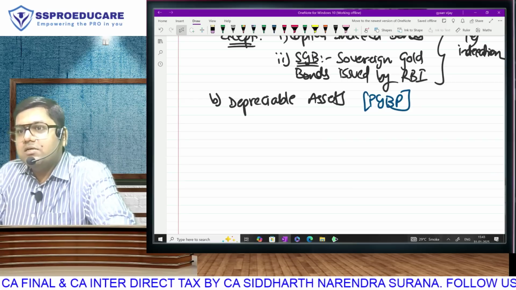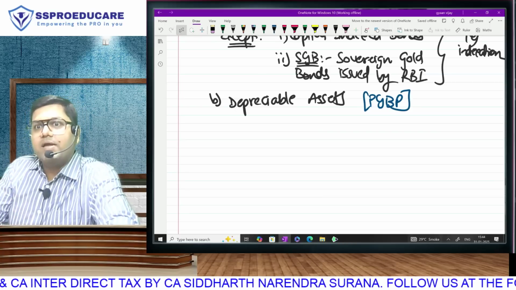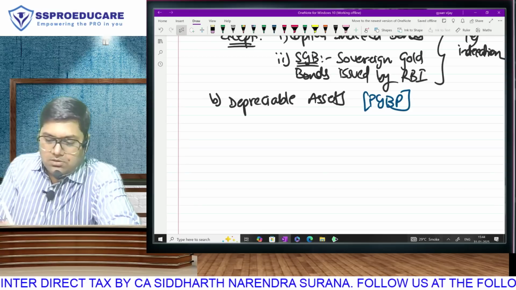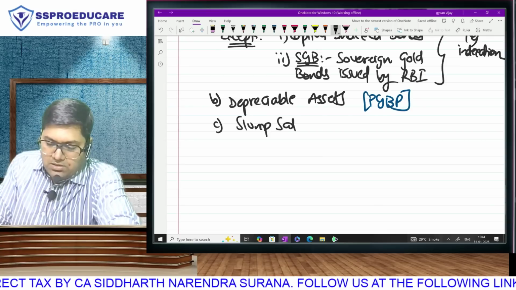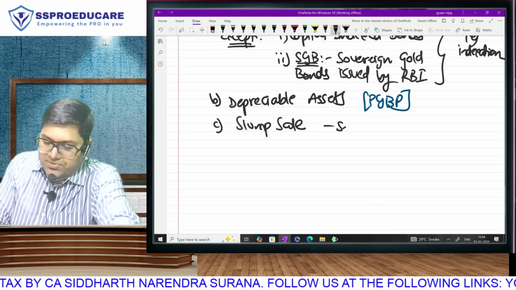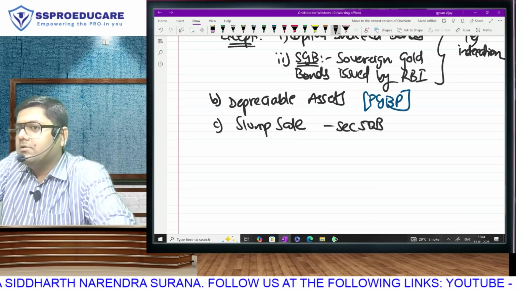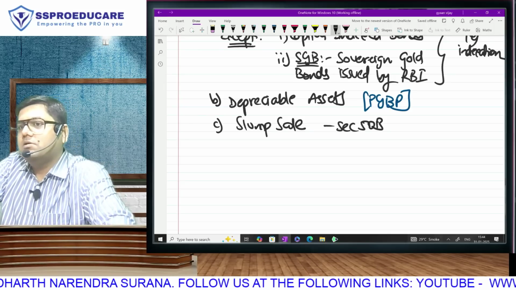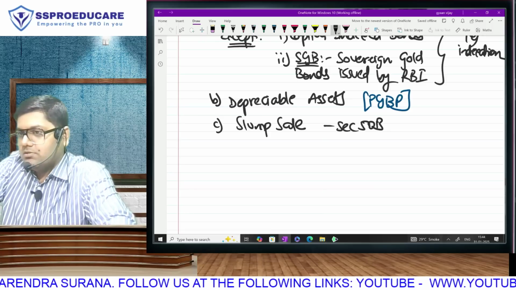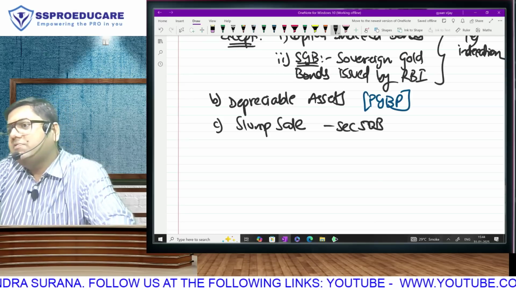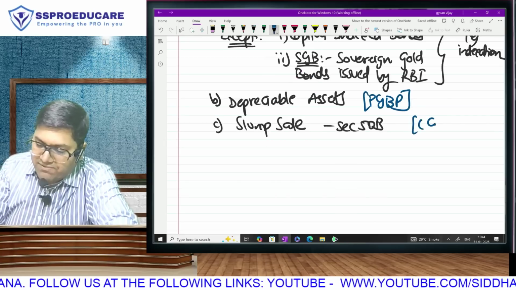First benefit is indexation. We are done with meaning, logic, calculation, definition. Now we are doing exceptions. Next, there is a concept called slump sale, which will be taught to you later in this chapter only, section 15B. You don't know anything about slump sale, but now you know one thing about it: no indexation. When slump sale will be taught, at that time you will be taught the logic. It will be done in this chapter only. Capital gains chapter only I will be teaching you.